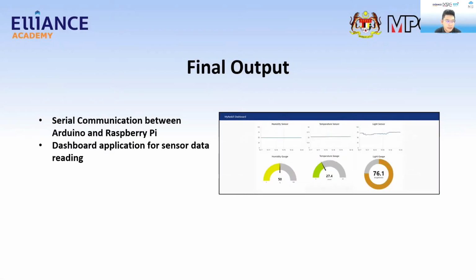So the final output is, kami sudah berjaya mendapatkan serial communication antara Arduino dan Raspberry Pi, dan kami juga create satu dashboard application for sensor data reading. Dan dalam dashboard itu kami boleh nampak historical data dan real time data, bukan lifetime, sorry. So dalam dashboard kami boleh nampak past historical data dan real time data.